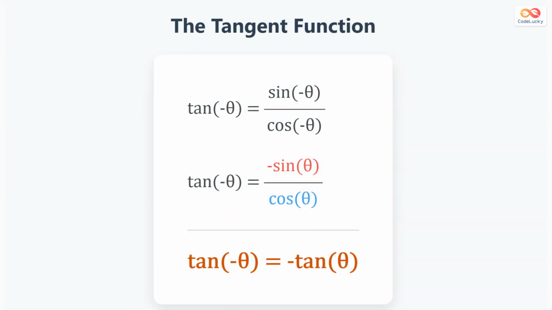What about tangent? We know that tangent is just sine divided by cosine. If we plug in negative theta, we get negative sine on top, but positive cosine on the bottom. A negative divided by a positive is a negative. So, tangent of negative theta equals negative tangent of theta. Tangent is also an odd function.